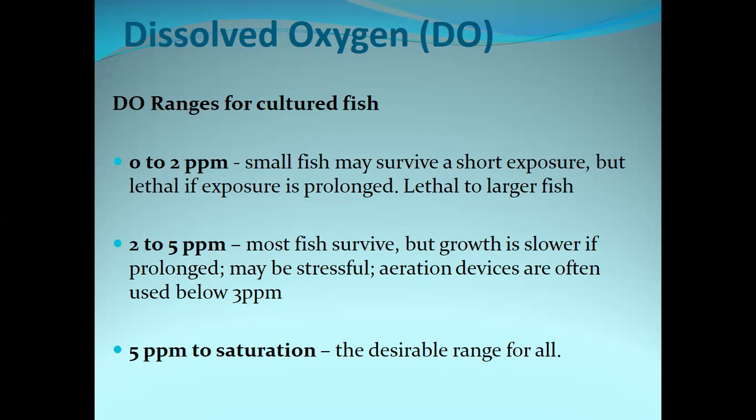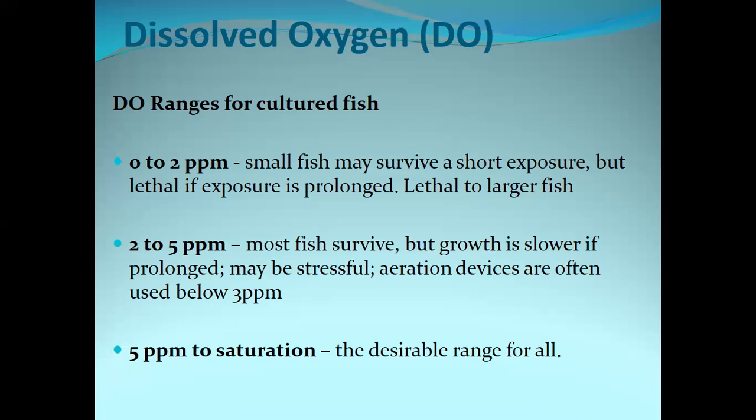At 2 to 5 ppm, fish will survive, but growth is slower. If it's prolonged, it could become very stressful because the fish are not, quote unquote, breeding the way that they're supposed to breed. And aeration devices are usually required to bring back that dissolved oxygen level.